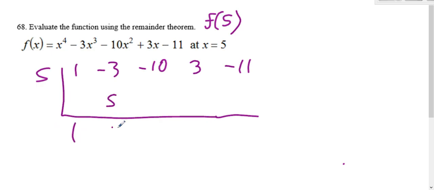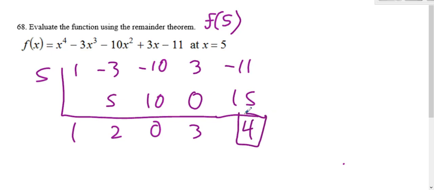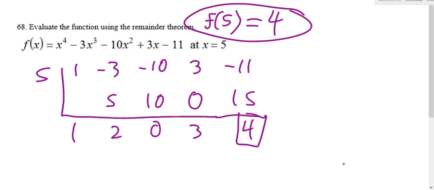1, 5, 2, multiply, you get 10. Add, multiply, you get 0. Add, you get 3. 15. Add, you get 4. The remainder is the answer. So f of 5 equals 4, and that's it.